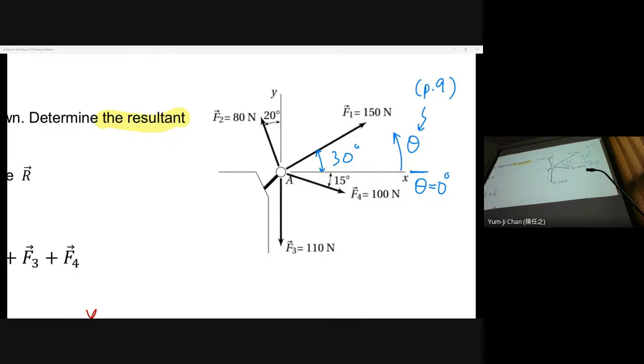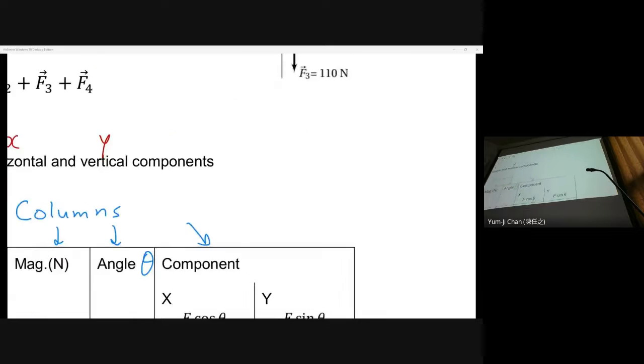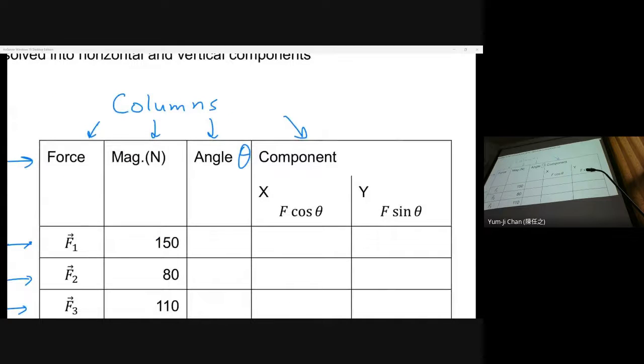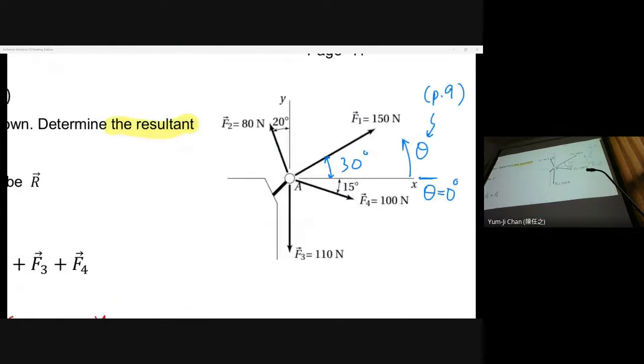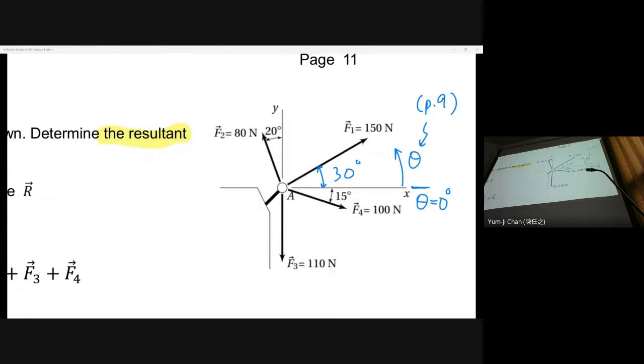Now, the next point is what are the angles of F1 to F4? So let's try. For F1, it should be easy because it is 30 degrees from here. So F1 is 30 degrees. I'll fill in the table in a minute, okay? And for F2, what is the angle of F2?